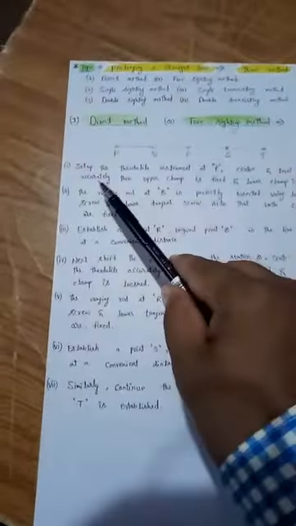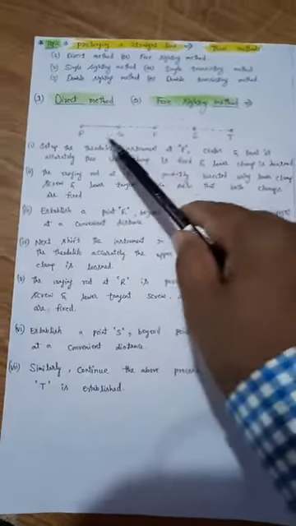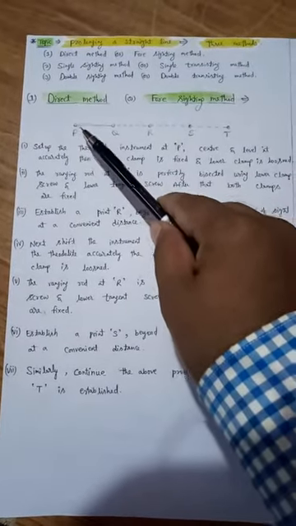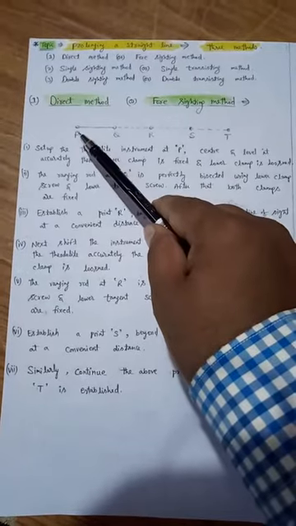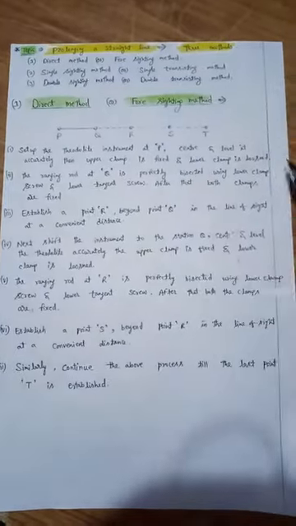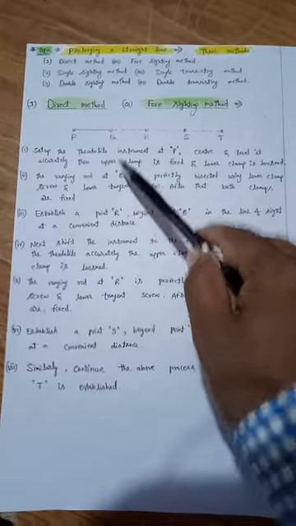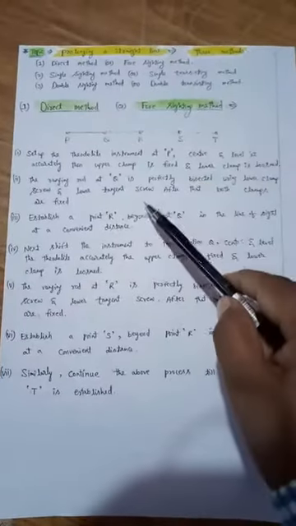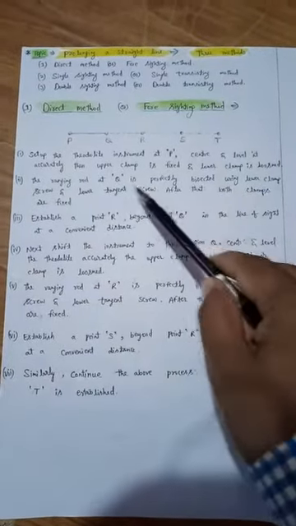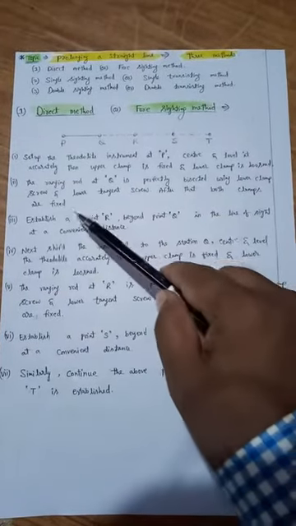Step number one: set up the theodolite at P, and center and level it accurately. The upper clamp is fixed and the lower clamp is loosened. The ranging rod at Q is perfectly bisected using the lower clamp screw and lower tangent screw. After that both the clamps are fixed.